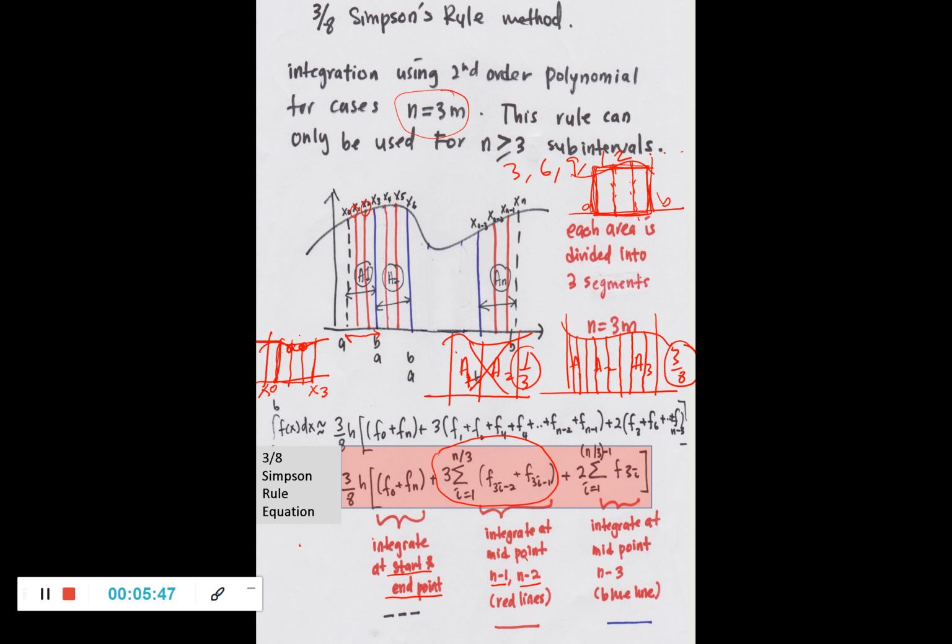Okay, so this is n minus 1, this is n minus 2. Maknanya kalau saya ada banyak segmen macam ni, my n minus 1 is at here, my n minus 2 is over here, pada garisan yang saya lukiskan dengan warna merah. And then plus 2 times the summation of integration at midpoint at n minus 3. Yang ini adalah pada titik garisan warna biru, blue line.